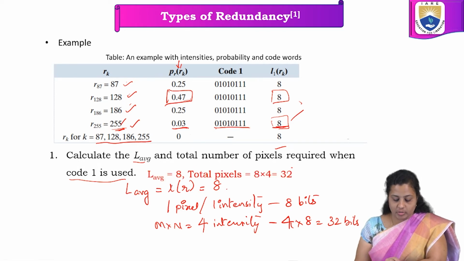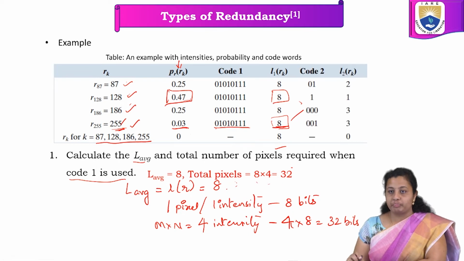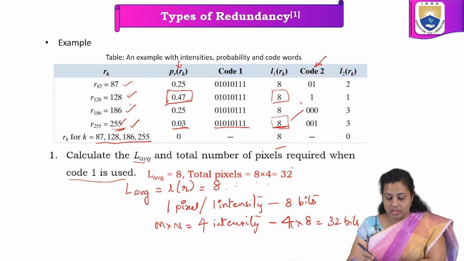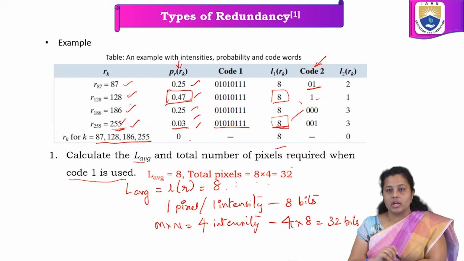So L average is equal to 8 bits, and your total number of bits required to represent the pixel values is 8 into 4, which is equal to 32 bits. Now, suppose we have used some compression technique and generated a code 2, where the code length is dependent upon the probability of occurrence.